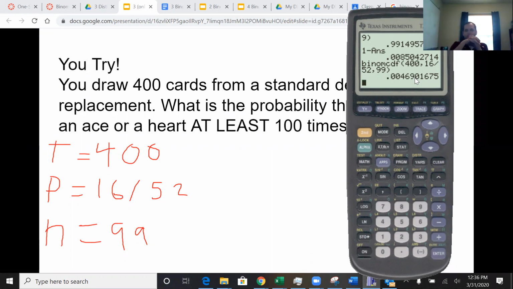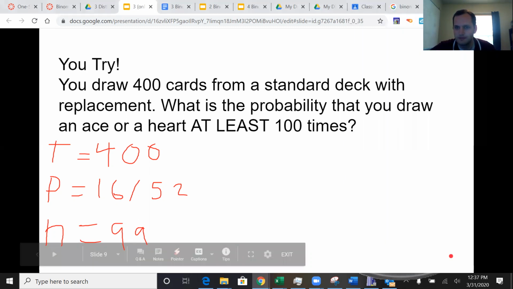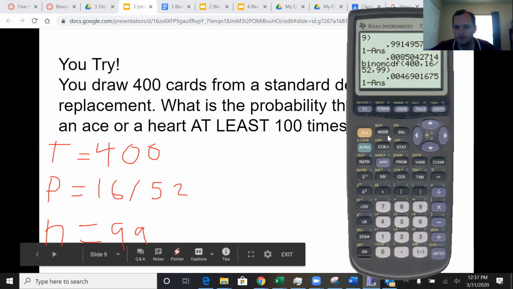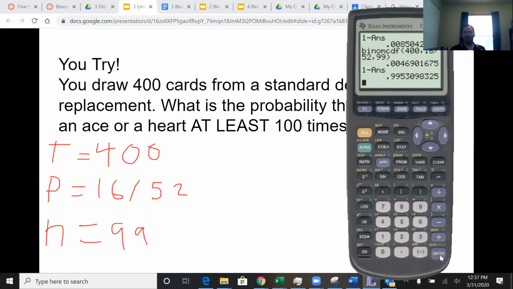But remember, we don't want this number. We don't want 0 to 99. We want 100 to 400. So from 100 to 400, how do I find that answer? I'm going to do 1 minus whatever that answer is. Oh no, my calculator. So you've got a 99.5% chance of getting at least 100 hearts or aces when you're drawing 400 cards from a deck. Okay? Awesome, awesome.